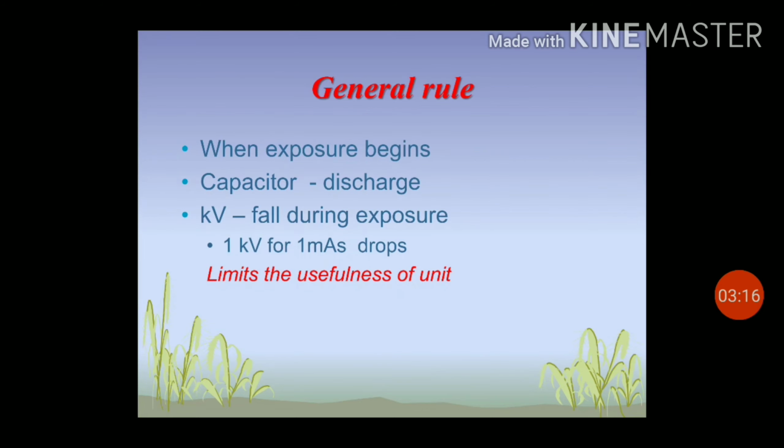As a general rule, when the exposure begins, the capacitor begins to discharge. In this, the kV will fall during the exposure. The kV will fall, for example, 1 kV for every 1 mAs, as a general rule. That limits the usefulness of capacitor discharge generators in radiography when used for thick body parts like the abdomen or spine.